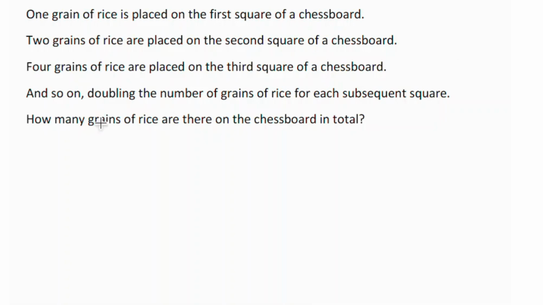So let's begin by thinking about what it is we actually want to calculate in terms of sequences. We want to calculate 1 plus 2 plus 4 plus 8, and keep doubling all the way up to the 64th term of that sequence, because there are 64 squares on a chessboard.